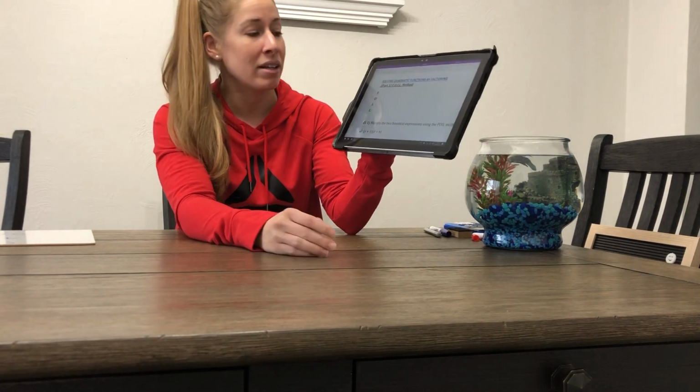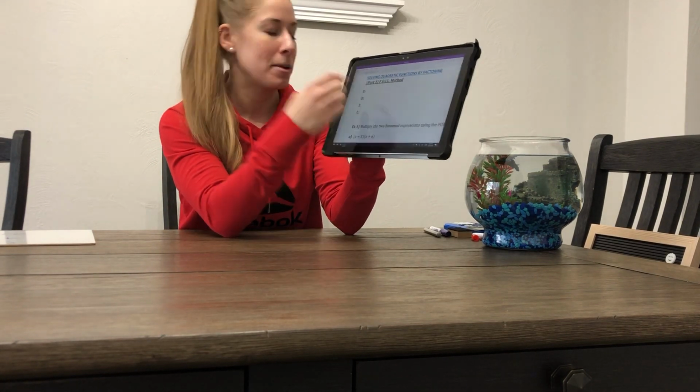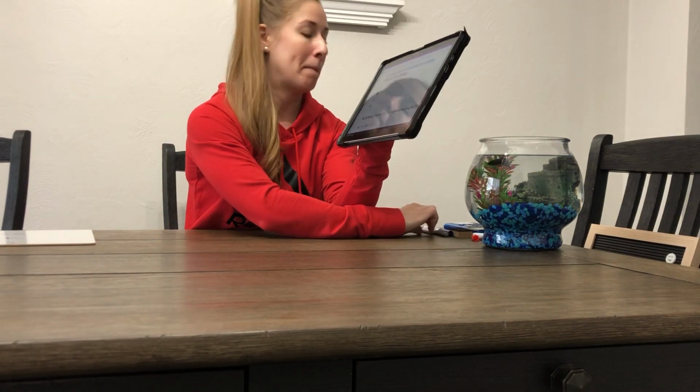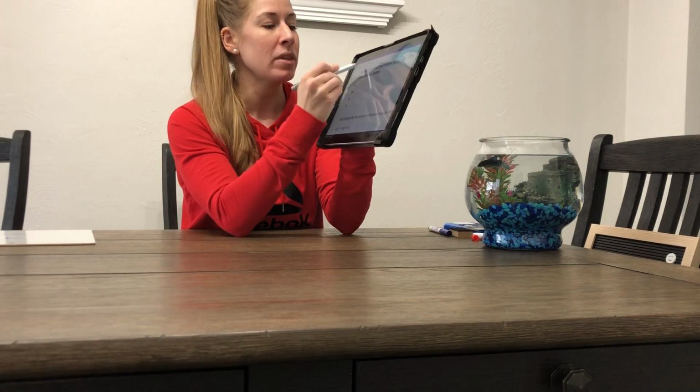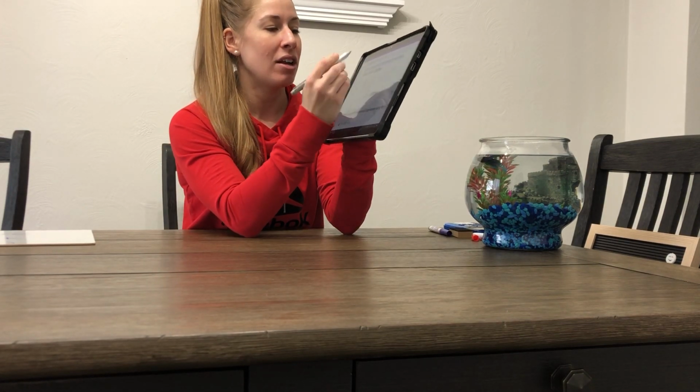All right, so first of all, you need to know a lot of vocabulary in this one. The FOIL method. FOIL means first, outer, inner, last.